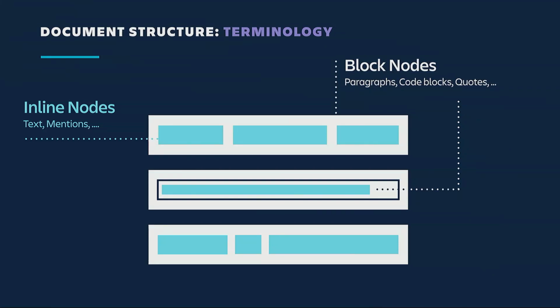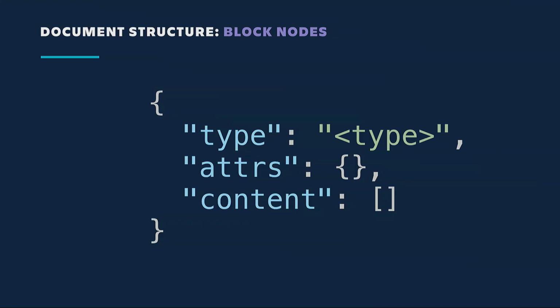There's a third one, which is called mark. And a mark is layout information for an inline node. So this is a node that contains information whether a piece of text is bold, for instance, or italic, or a link. And these 3 node types make up every single ADF document there is that you can imagine. So let's look at each node type in a bit more detail, starting with the block node here.